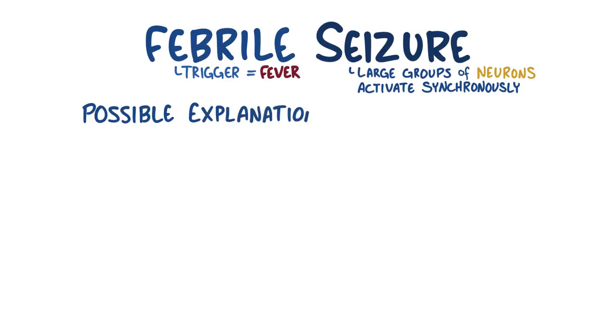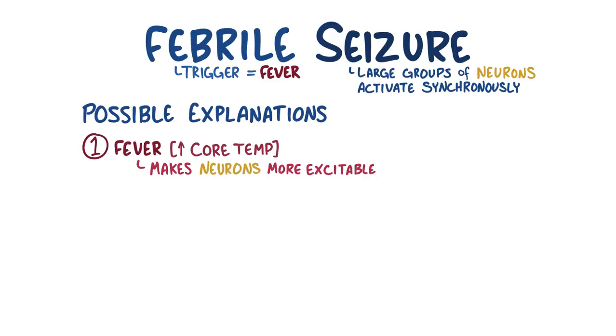During a seizure, large groups of neurons become active synchronously, meaning all at the same time. And in a febrile seizure, the trigger for that neuronal activity is a fever. So that makes you wonder, why? Well, we actually don't know for sure, but there are some possible explanations. The first is that a fever raises the core body temperature, and it makes neurons more excitable than usual, meaning that action potentials are more likely to happen.